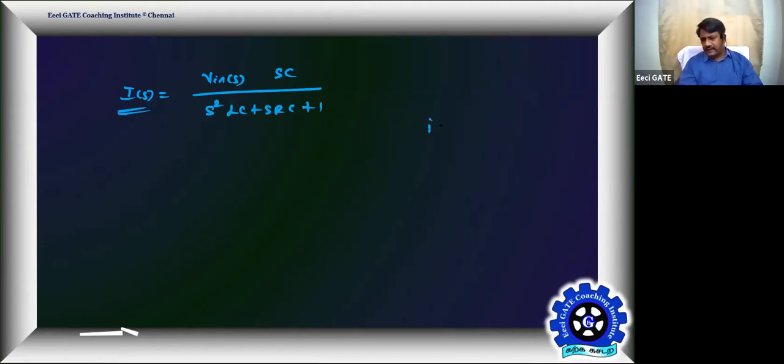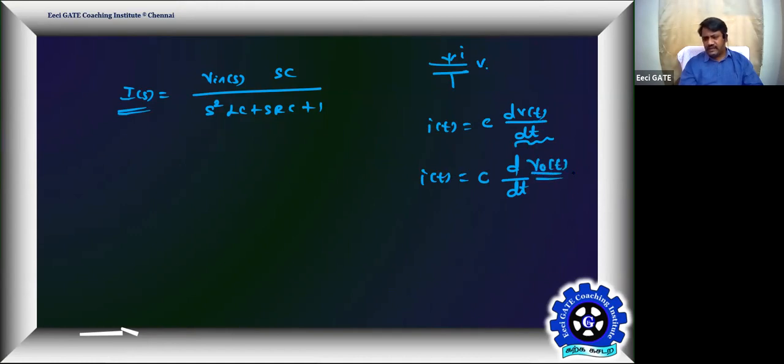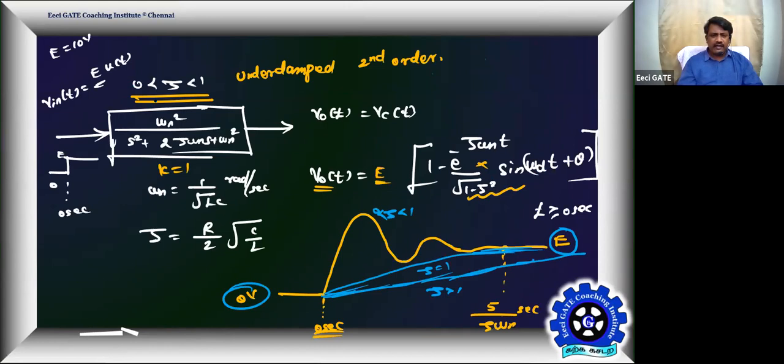I can evaluate this as i(t), the current through the capacitor. We know that's I and this is V. The connection is I equals C dV/dt. I know the voltage across the capacitor, so I can find the current by doing C times the differentiation of v0(t). Since v0(t) is already available, you can differentiate it, but that is going to involve a differentiation of e^(-ζωn t) sin(ωd t).